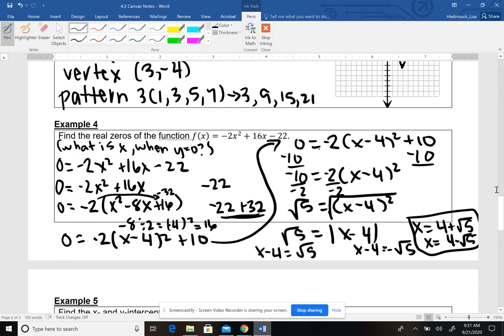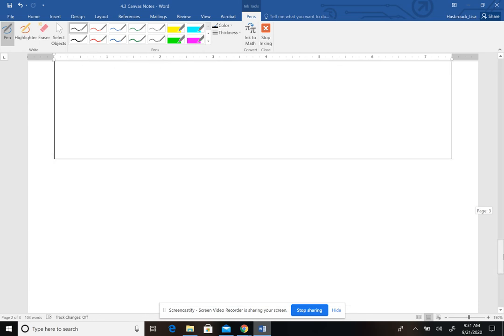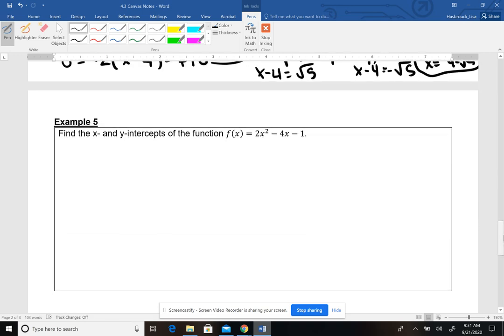All right, so for the next problem, we are finding x and y intercepts. This is similar to finding the zeros. X-intercepts are going to be a little more involved than y-intercepts. For y-intercepts, we make x equal to 0 and solve. For x-intercepts, you make y equal to 0 and solve. Let's find the y-intercept first because it's easier.